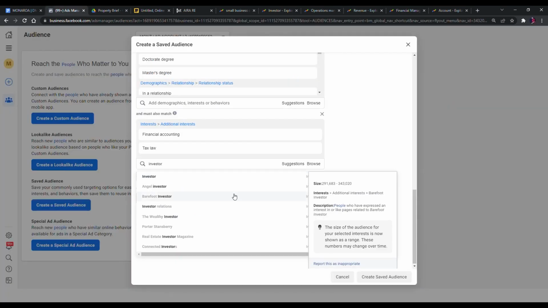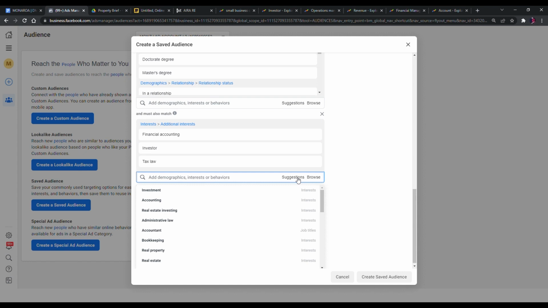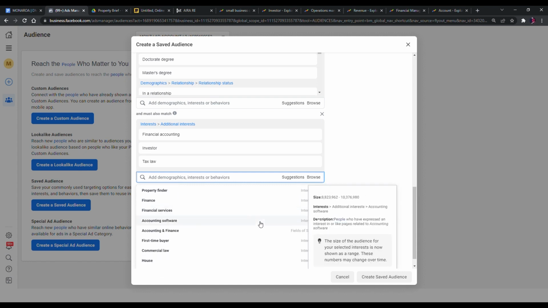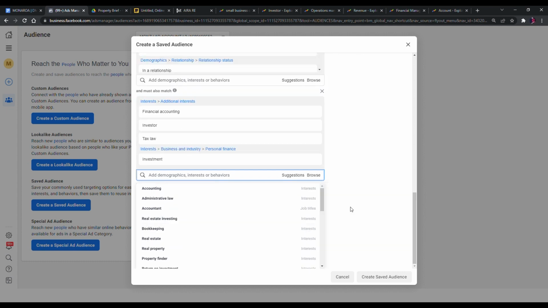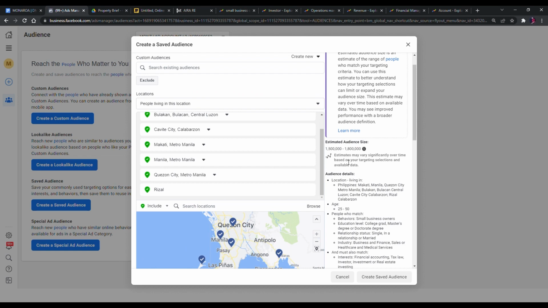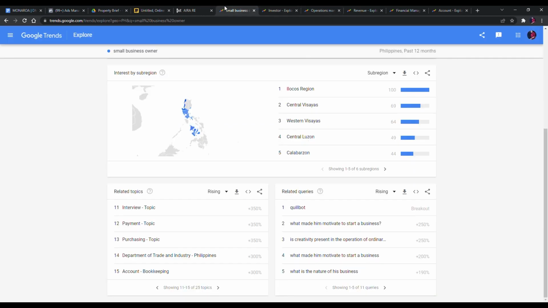So what we're going to do is just type in investor right here and open up suggestions again. And then we'll still be able to see a lot of other stuff right here. Add a little bit of this into the mix. Didn't really budge, but yeah. So basically that's how you use Google Trends, or actually even Google search for that matter.